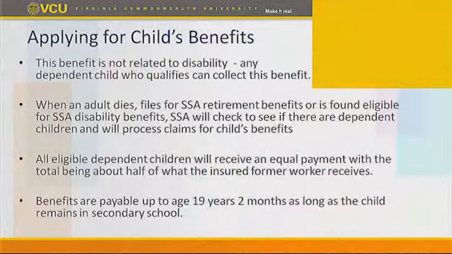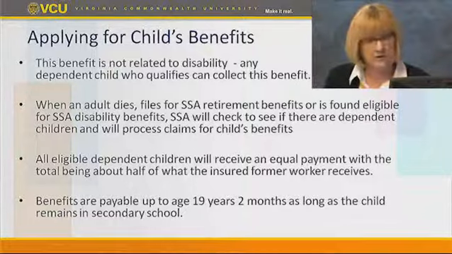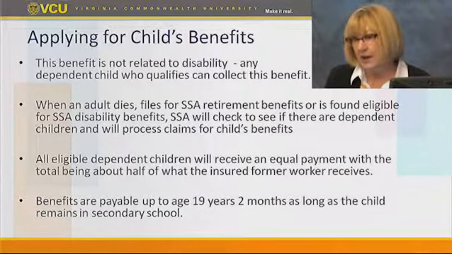Okay, how to apply for child's benefits. So I think I went over this fairly well. As soon as that adult files for their claim, this potential will be examined by Social Security. They're going to see that if there's any dependent children, they'll process that claim, and all eligible dependent children in the family will receive an equal payment.